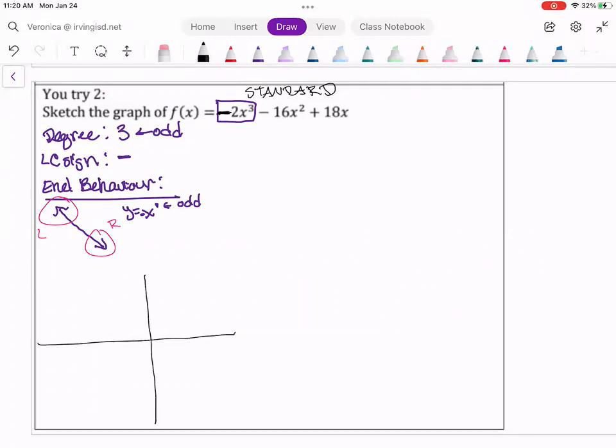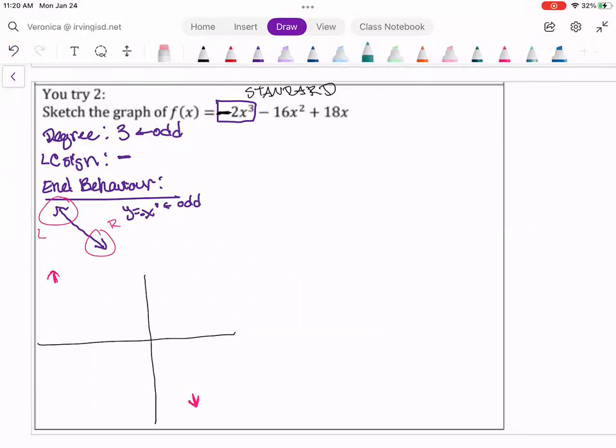So we're going to draw our sketch on this side also, because we're going to have to use the right side for factoring and to find our x-intercepts. So right here, I know that on the left, I'm going to go up, because we're going to mimic that. Let me slant it a little bit. And then on the right, we're going to go down. Okay. So we have our end behavior.